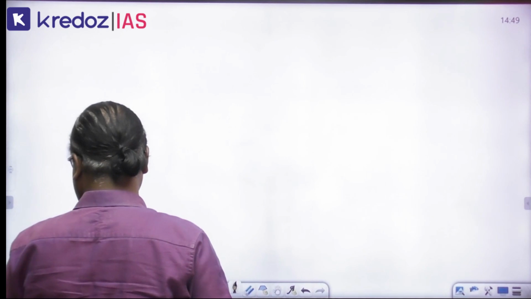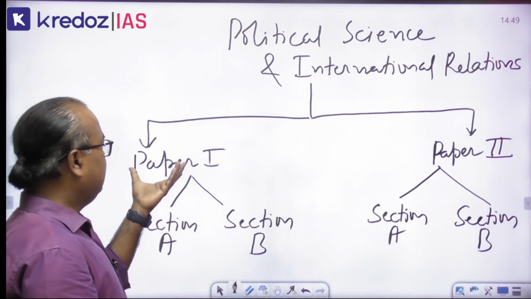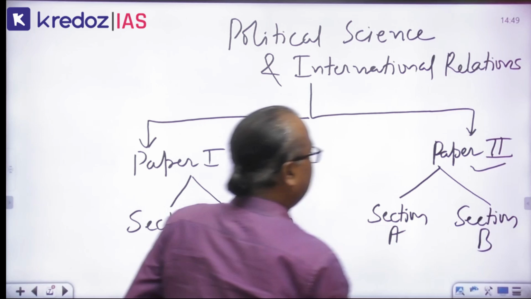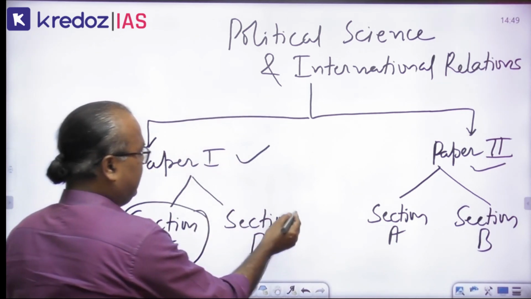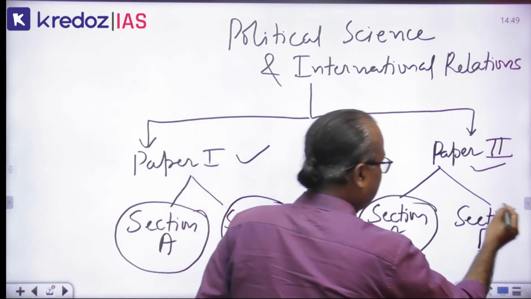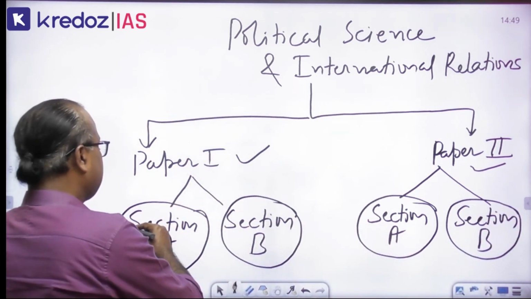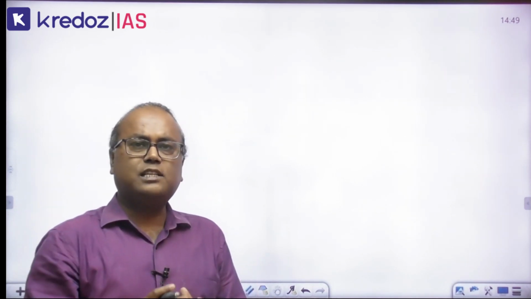So let's begin. As far as PSIR is concerned, as it is on display, there are two papers, first and second. In both papers, we have two sections, A and B. In this video lecture, I am going to discuss Section A, which is about political theory and Indian politics.